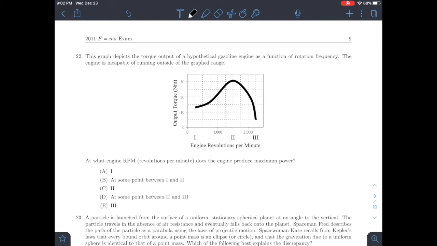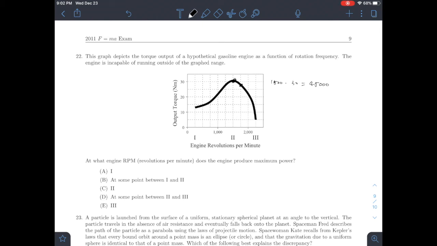So question number 22. This graph depicts the torque output of a hypothetical gasoline engine as a function of the rotational frequency. The engine is incapable of running outside the graph range. So here, at what engine RPM does the engine produce maximum power? So we know power is equal to torque times omega, and the bigger the frequency, the bigger the omega, right? So we look at the area under the graph, at the point where the rotational frequency in revolutions per minute times the torque has to be biggest.